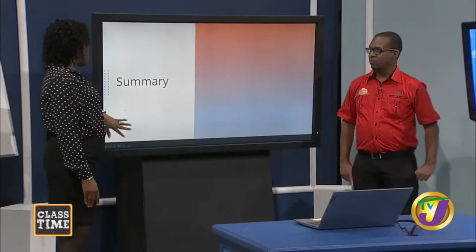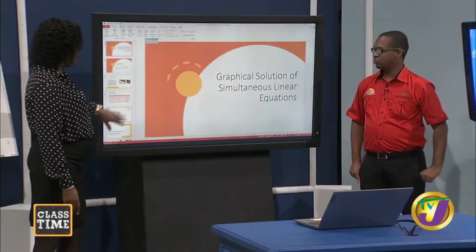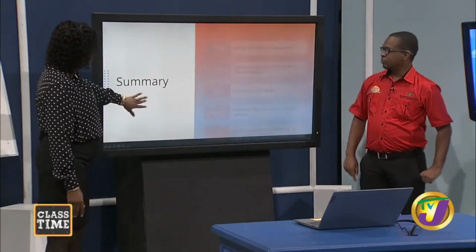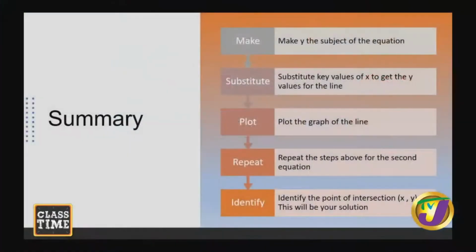All right. So let us summarize what we have looked at today. Basically, we started off by making y the subject. Then we substitute key values of x into the equations to get the points that we're going to plot on the graph. That gives us the first line. We repeat those steps to get the graph of the second line. And then we identify the point of intersection, if there is one.